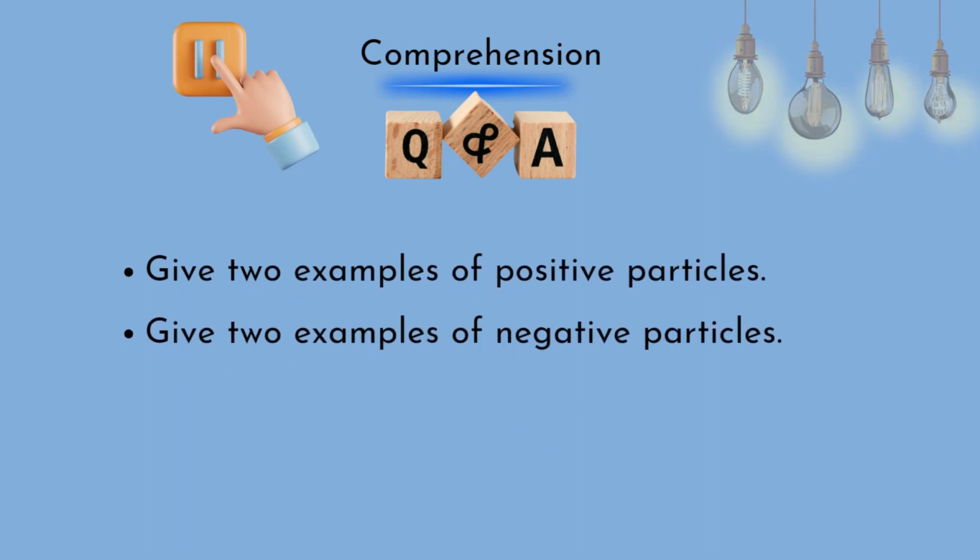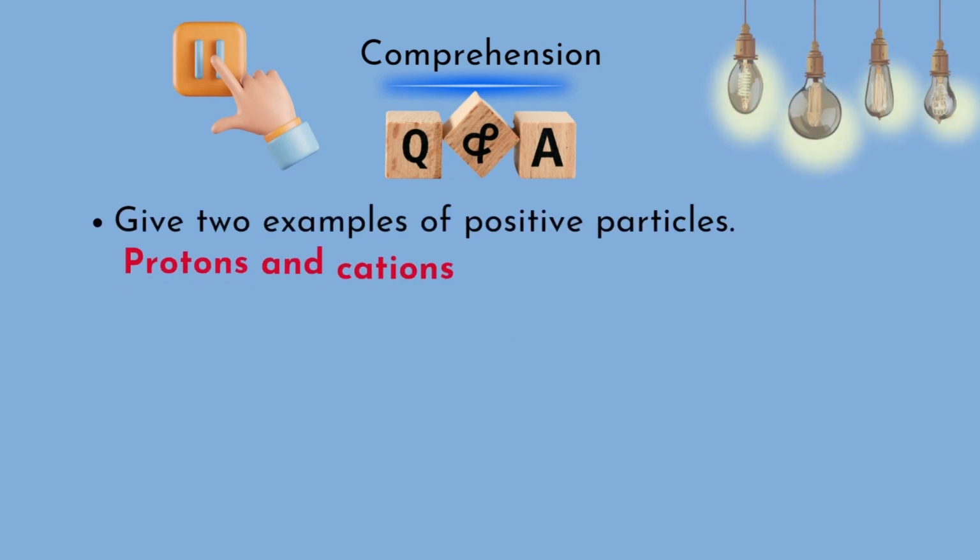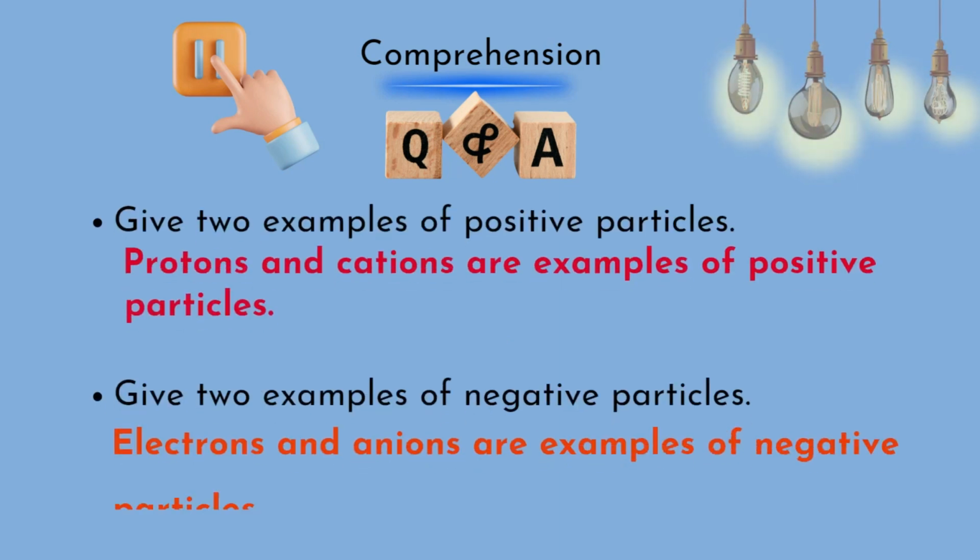Comprehension. Give 2 examples of positive particles and give 2 examples of negative particles. You may pause this video to answer these questions. Protons and cations are examples of positive particles, while electrons and anions are examples of negative particles.